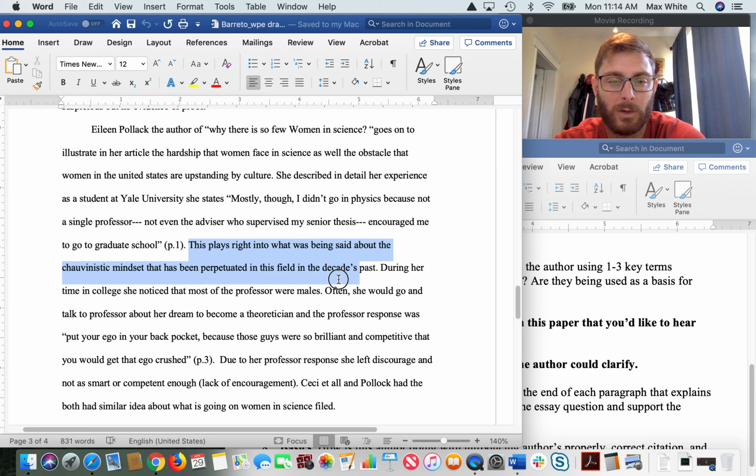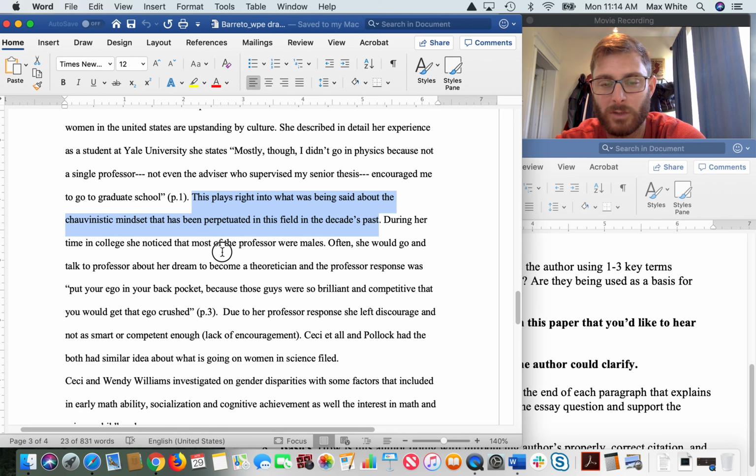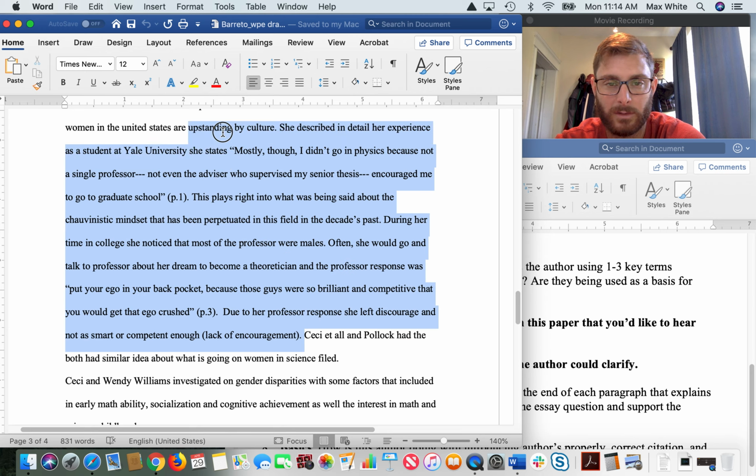This plays right into what was being said about the chauvinistic mindset perpetuated in this field in decades past. During her time in college, she notes most of the professors were male. Often she would go talk, okay. So the writer here, all of this text, do you see critical thinking going on, or do you see summary? I see summary. This is the writer using her own words to condense the source text. Now that's important. That's a really helpful step in writing. But we're not actually thinking about the material yet. We're just putting it in our own words.